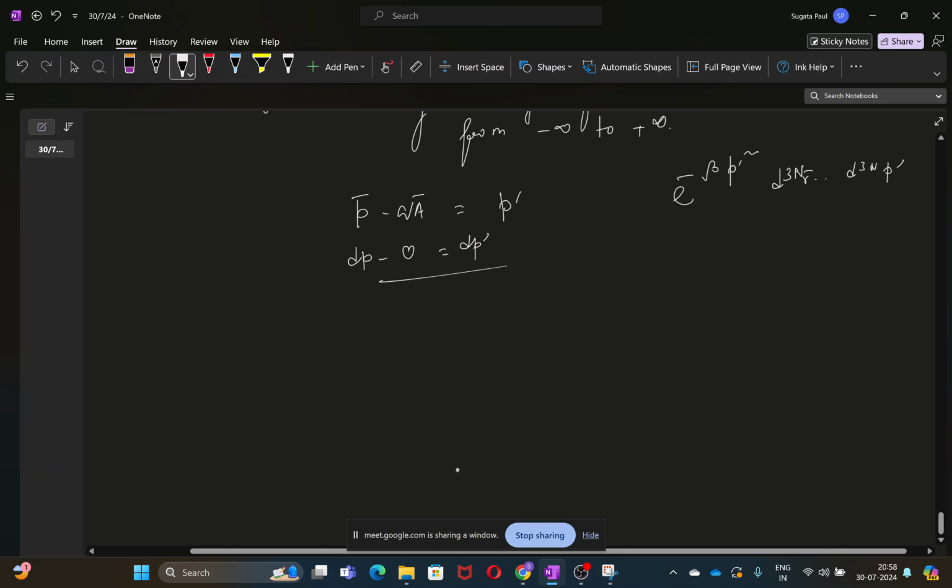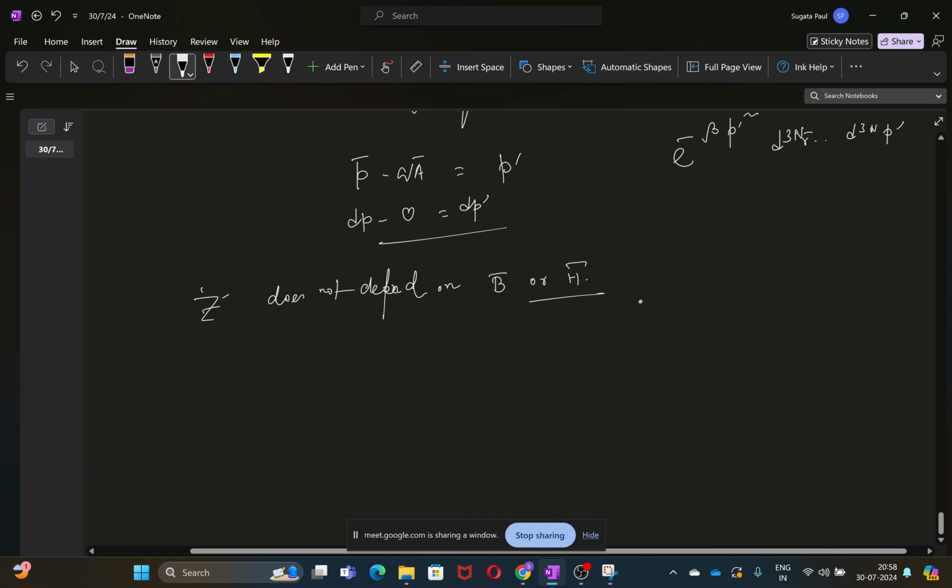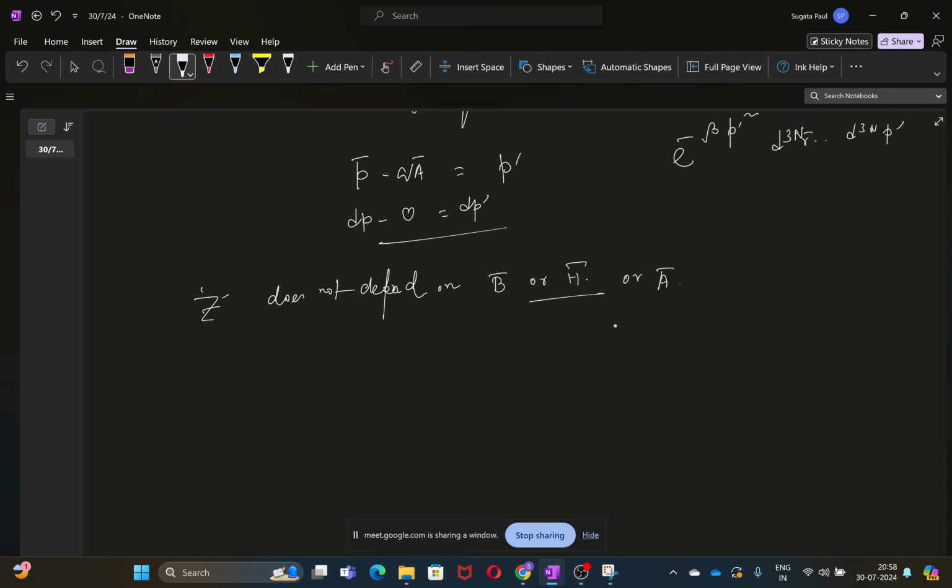If that is the case, then you can see our total partition function Z does not depend on the magnetic field B vector or the field strength H vector, because it is not related to even the magnetic vector potential A vector. If A is itself not present, then how can the B vector be present? So basically our classical partition function for this kind of case is independent of the vector potential A vector or the magnetic field B vector.